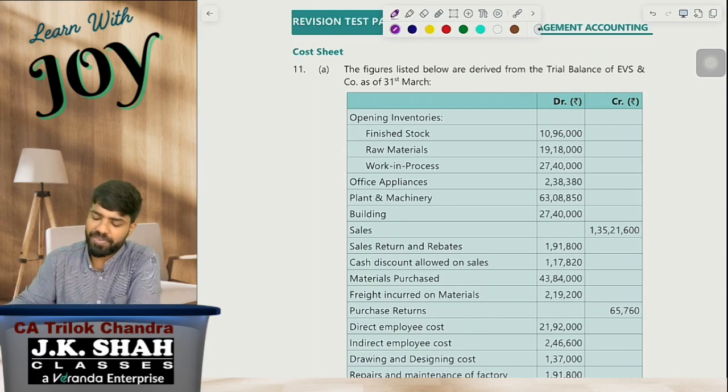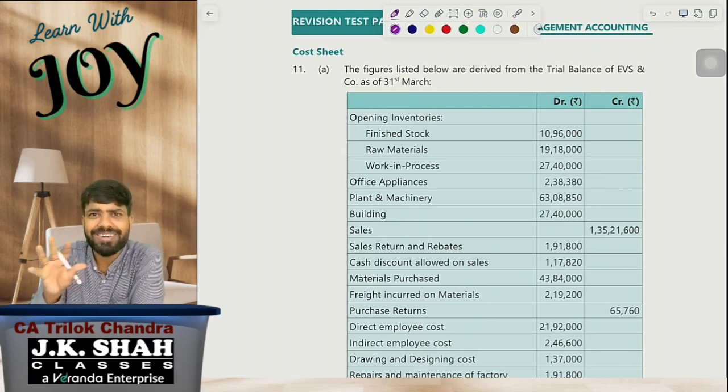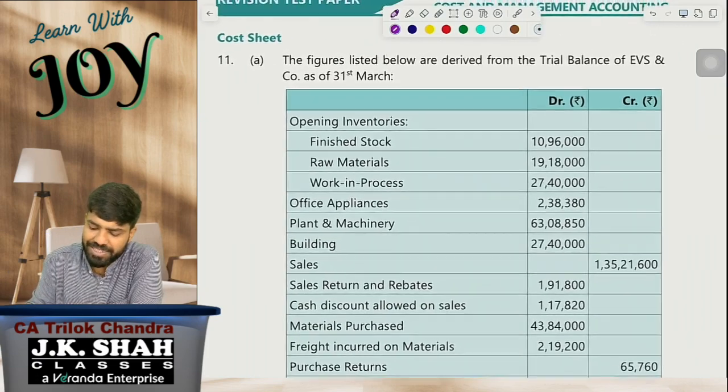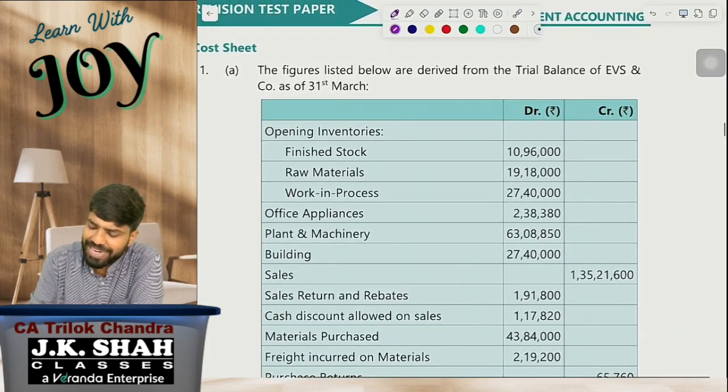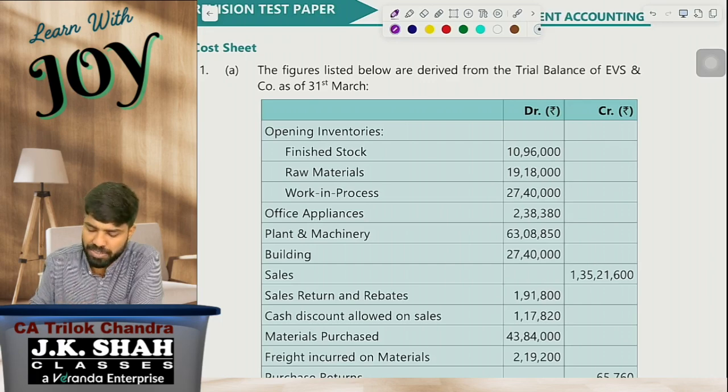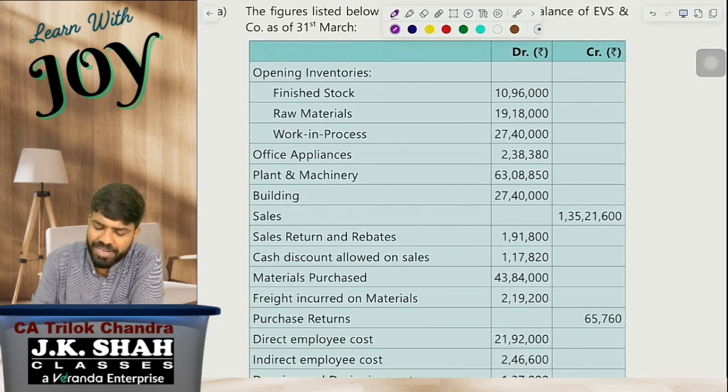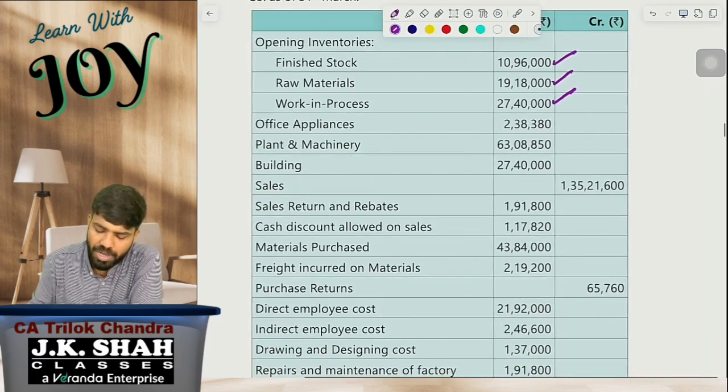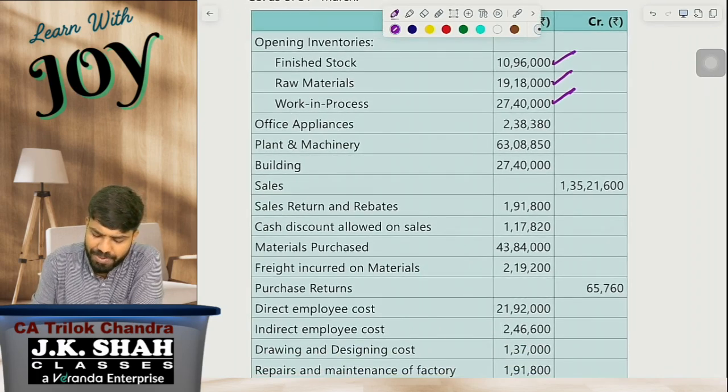Now look at the information given in the question. What is the information given? Let us classify under what head we are going to consider. Listen. The figures listed below are derived from the trial balance of EVS company as of 31st March. What are the figures given? Opening inventory is given. First they have given finished goods, raw material, work in progress. Office appliances, plant and machinery, land and building. These things are the fixed assets.